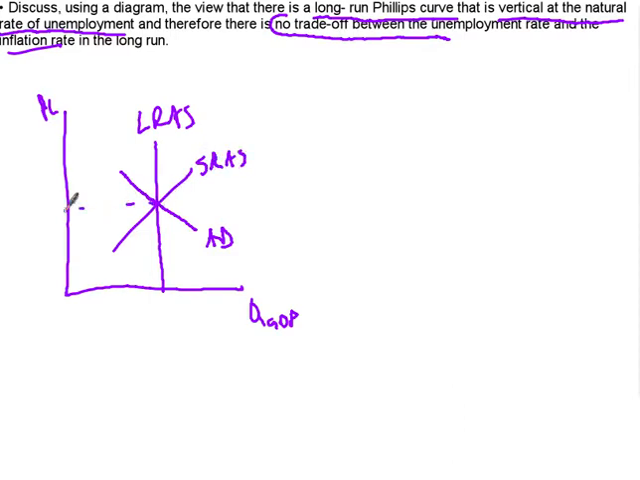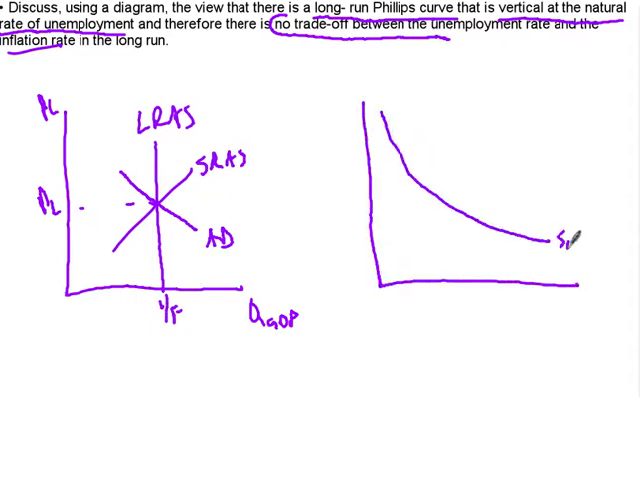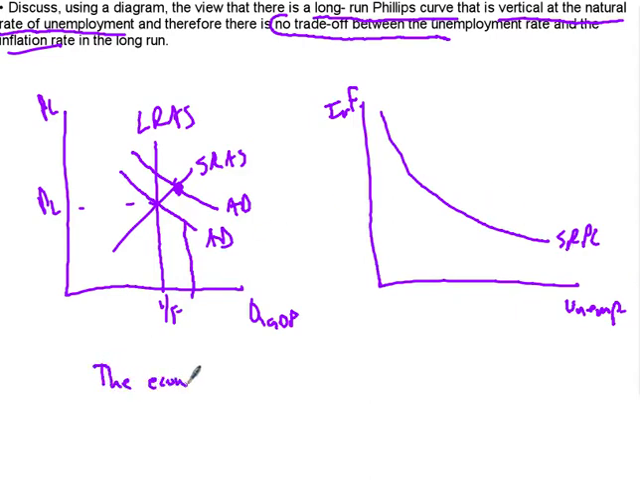All right, so price level there and there. SRAS, PL. And so this is our natural rate of unemployment. Here's a Phillips curve, short run Phillips curve. Unemployment, inflation. Okay, so we know that, let's say this happens, aggregate demand shifts out, and what's going to happen? Remember, the key is the economy basically wants to be at the level of full employment.